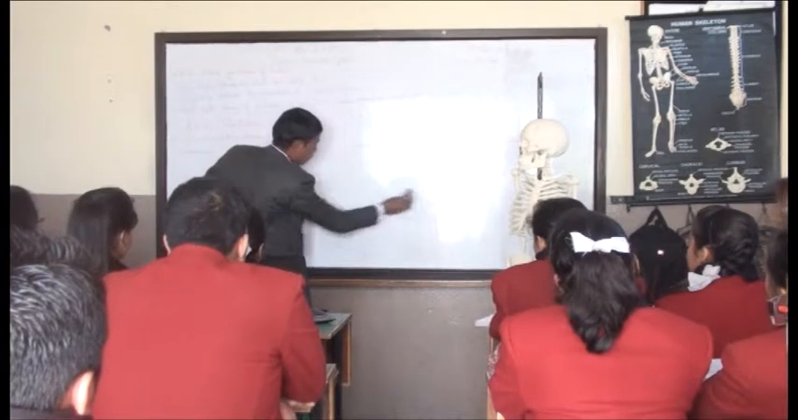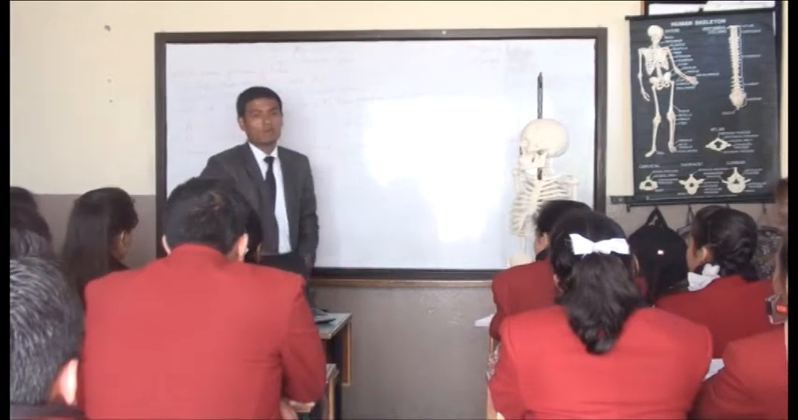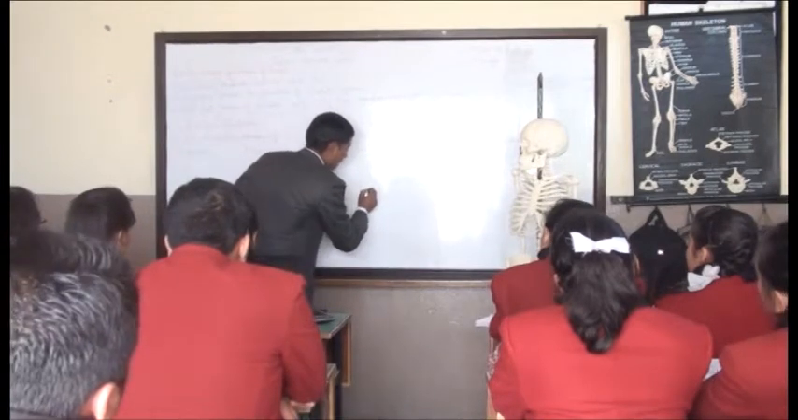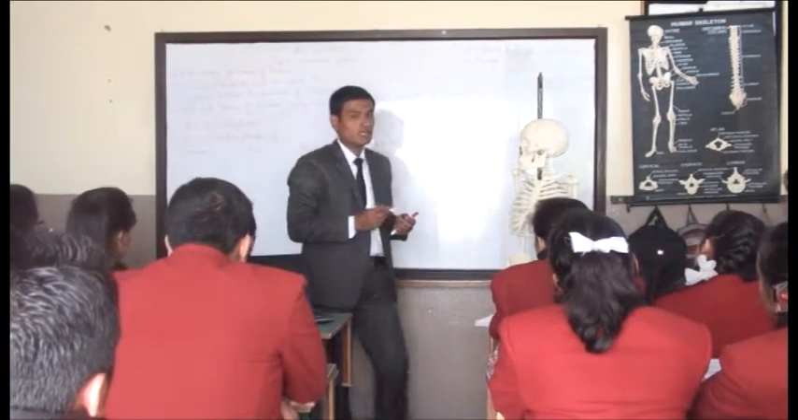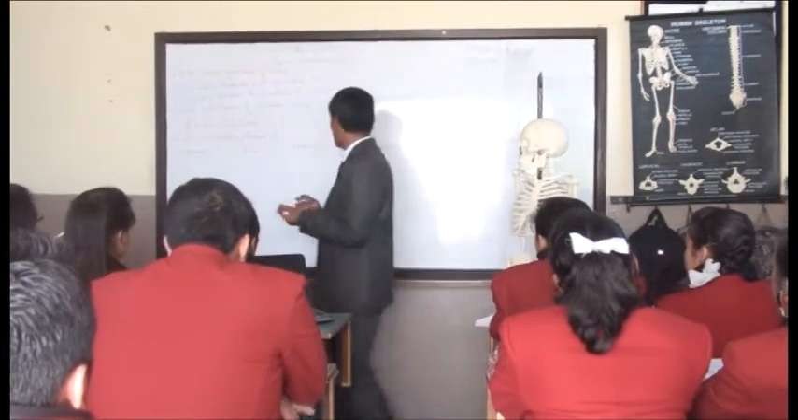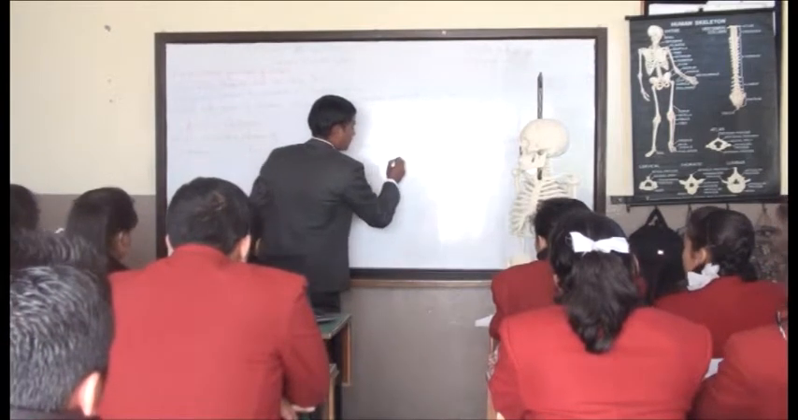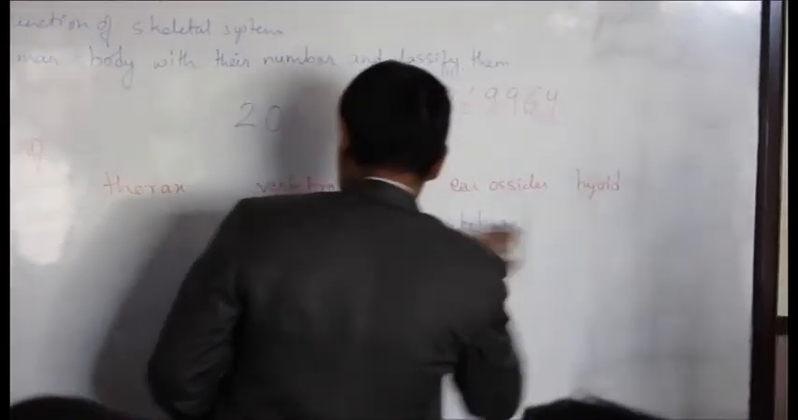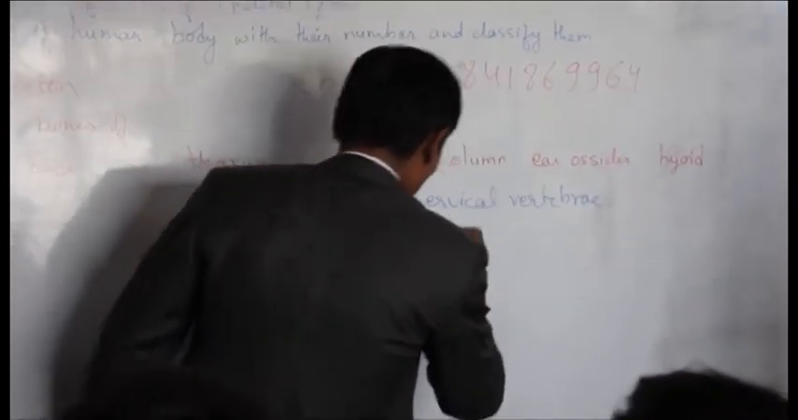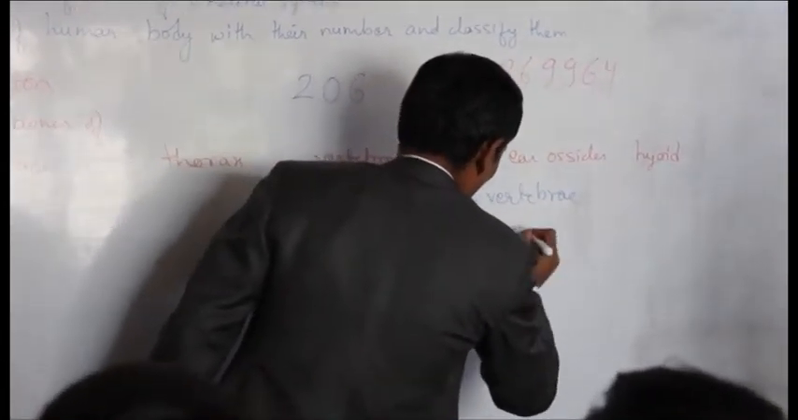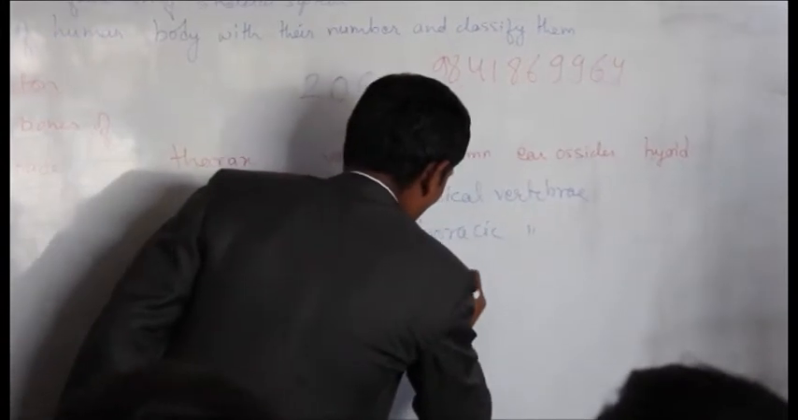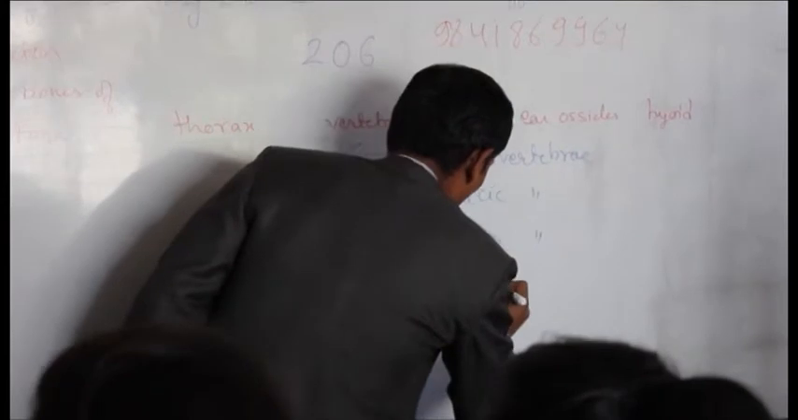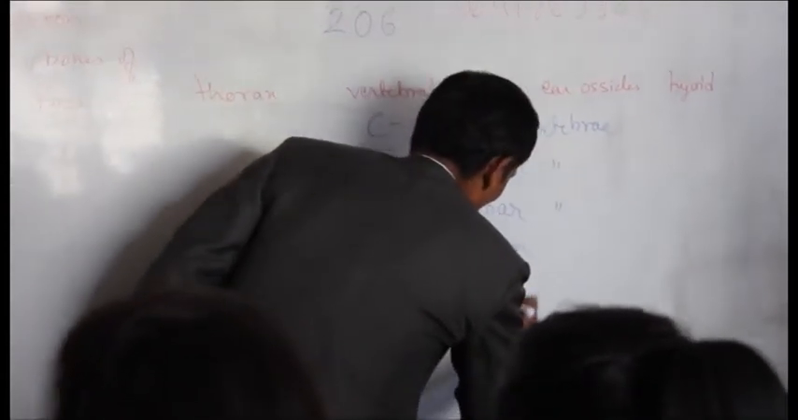Now we are going to the bones of the vertebral column. For this, you need to know the combination, that is CTLSC. C stands for cervical vertebrae, T stands for thoracic vertebrae, L, lumbar vertebrae, S, sacrum, C, coccyx.